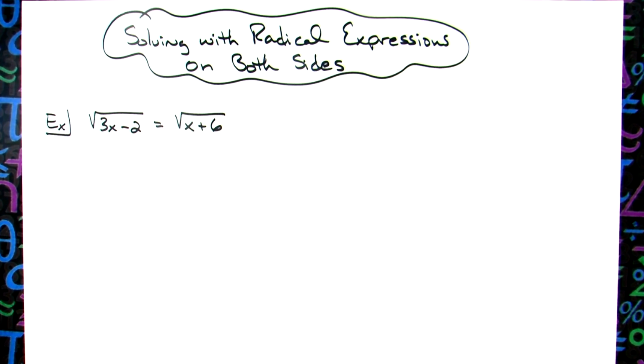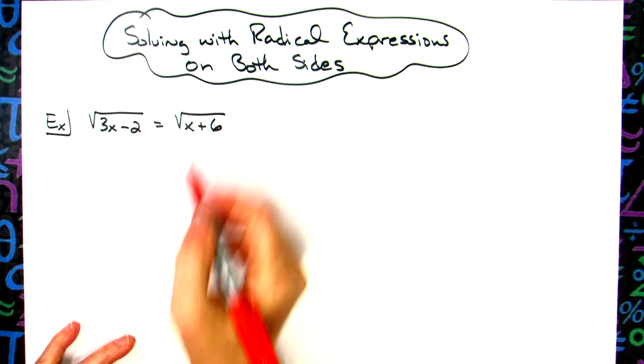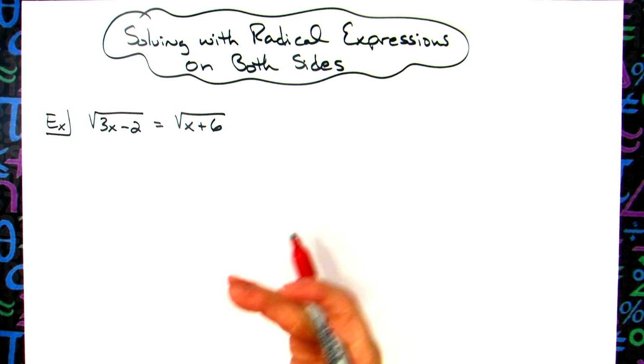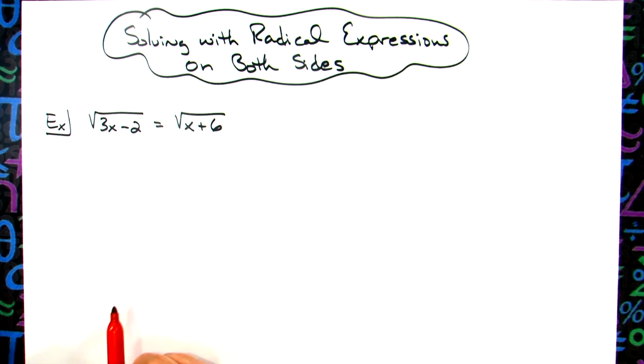In this video, we're going to take a look at solving an equation that's got radical expressions on both sides of the equal sign. The trick here is knowing that the square root symbol that you see, the inverse operation would be to square something. Square root and squaring something are inverse operations. And when we solve equations, we use inverse operations.